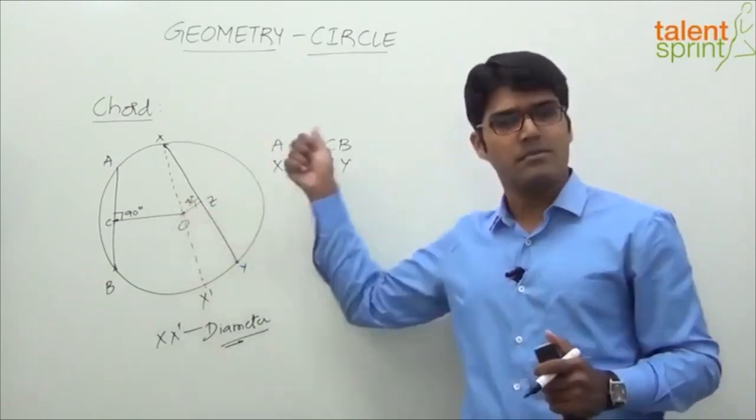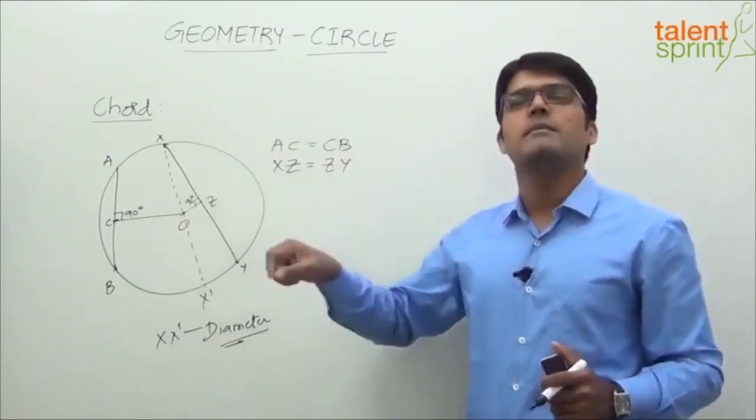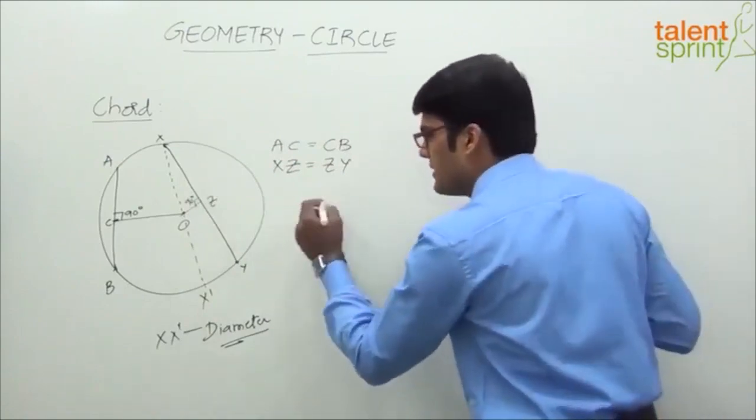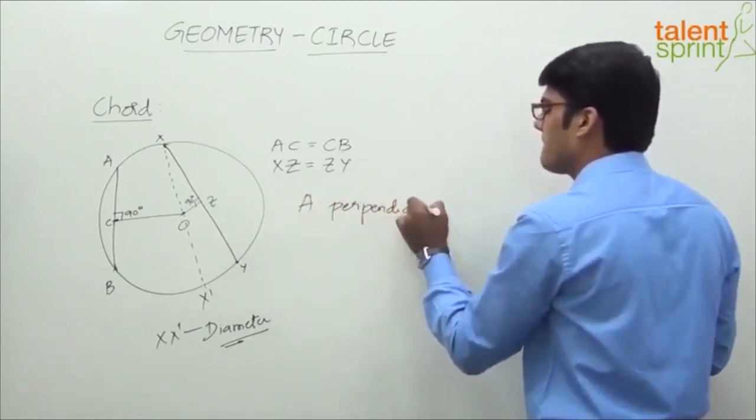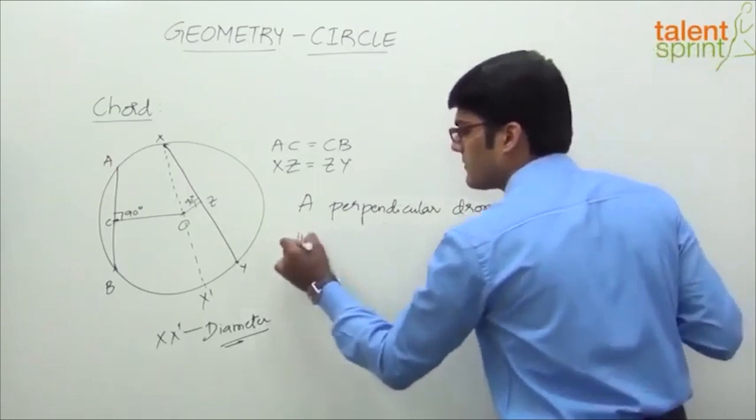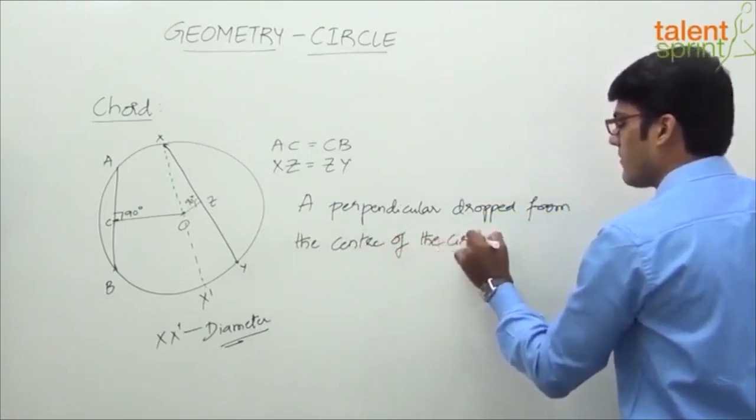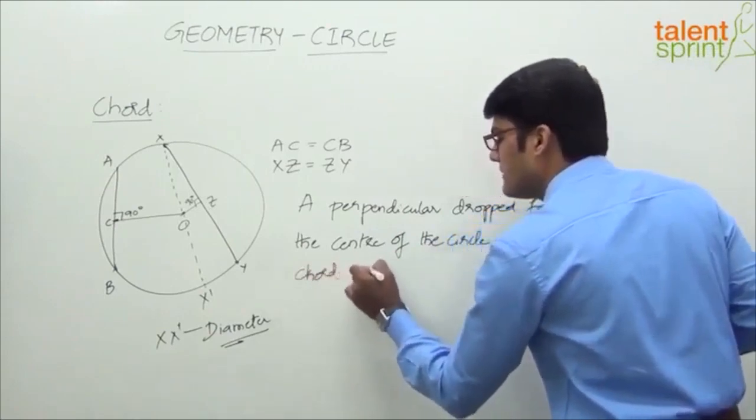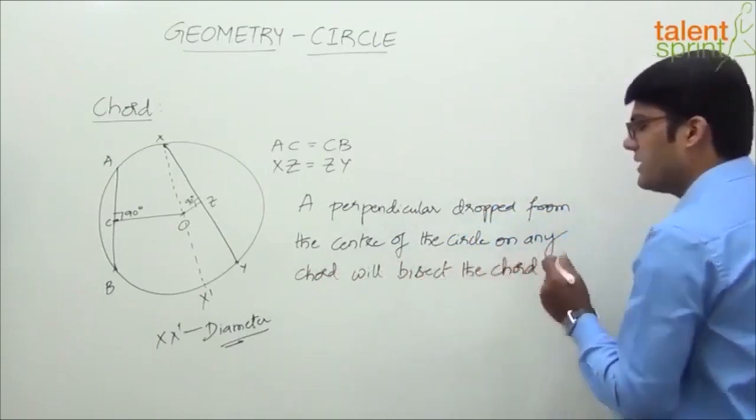Drop a perpendicular from the center on the chord, it bisects it. Or drop a line from the center on the chord such that it bisects the chord, then that line will be at right angle to the given chord. So that's the first point here. I'll just mention it here so that you can follow it easily. A perpendicular dropped from the center of the circle on any chord will bisect the chord.